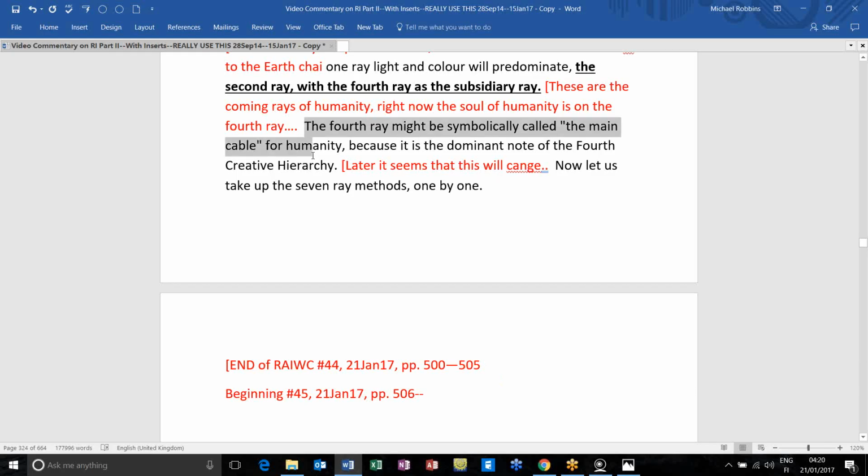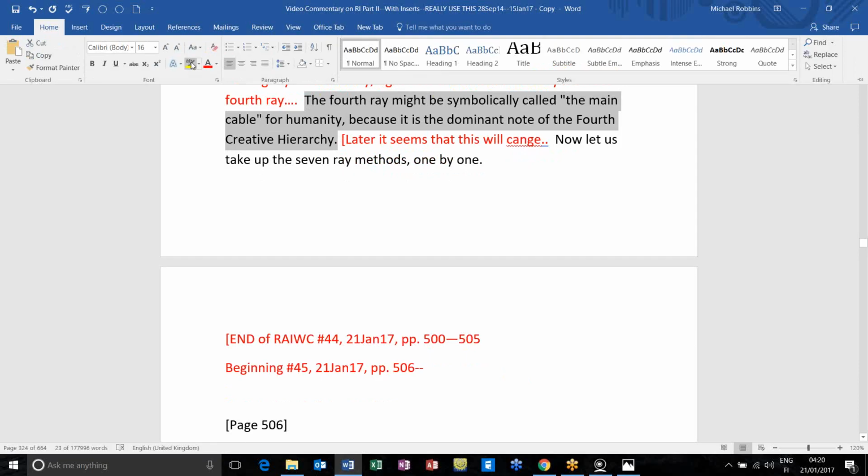Okay, I've got to put this in about the main cable for humanity. But we are giving way to the second ray, and it will relate us to Venus and to Jupiter, two planets with very strong second ray on one aspect or other of their constitution.